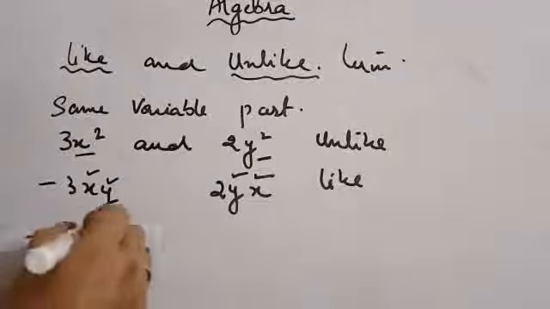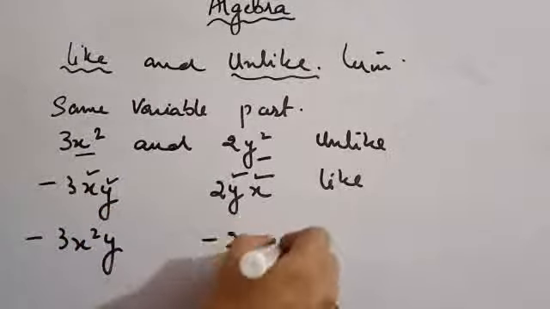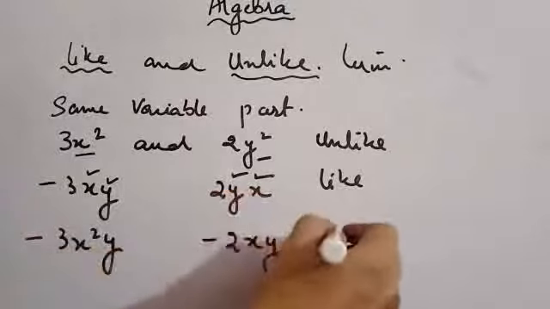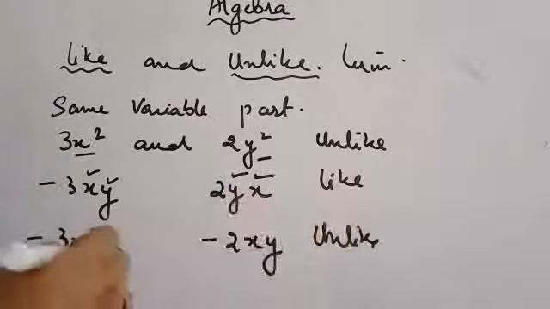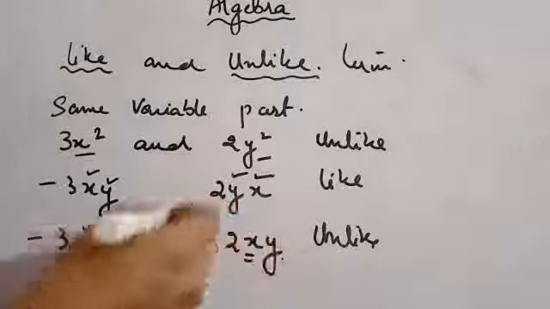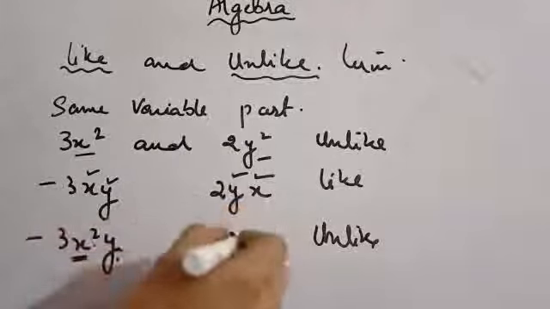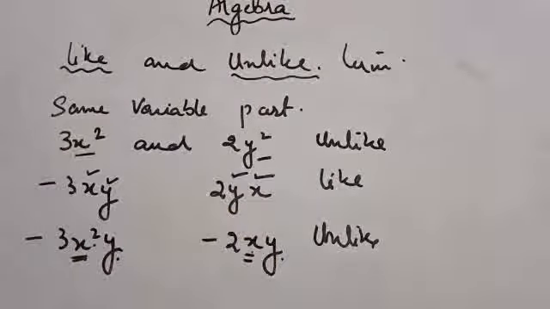You have minus 3x square y and you have minus 2xy. They are again unlike. Why? Because here it is x square and here it is x, here it is y, here it is y. So one factor is missing. Here it is x square, here it is x, therefore these are unlike. Okay.